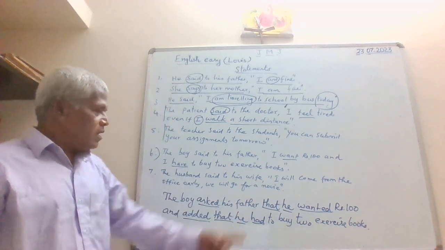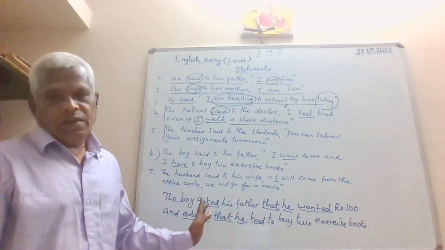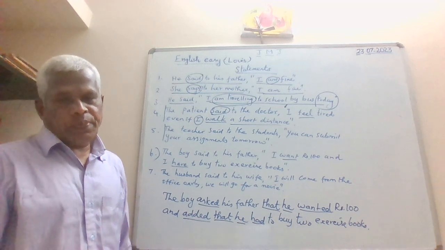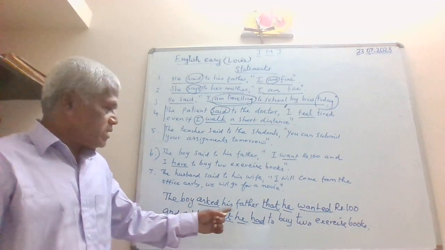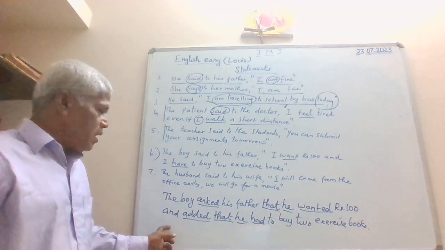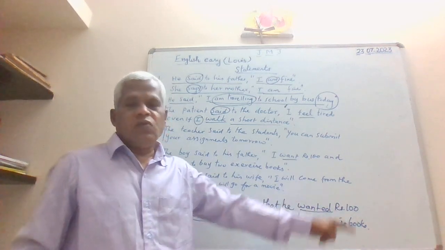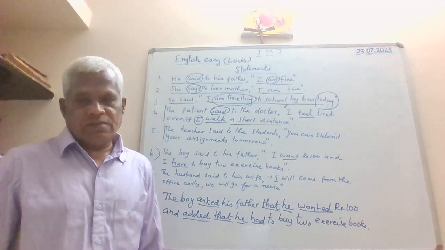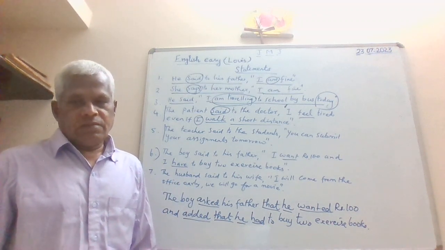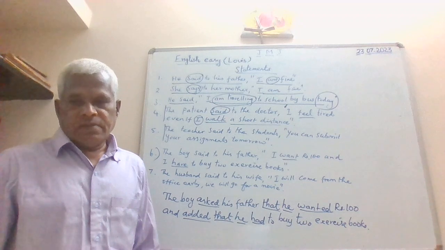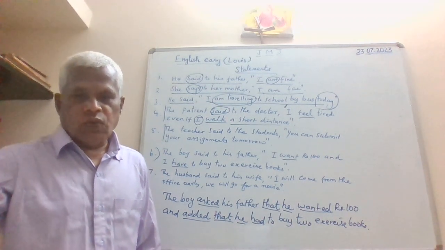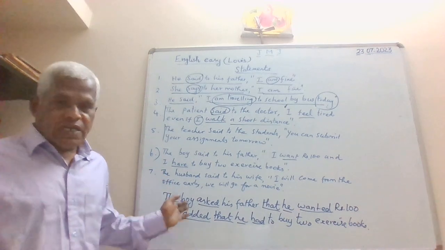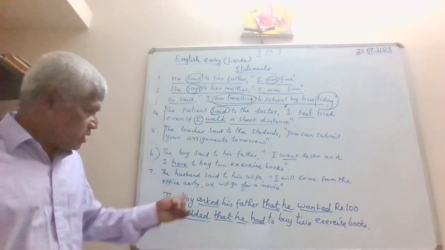Look at the sentence again. The boy asked his father that he wanted 100 rupees and added that he had to buy 2 exercise books. Okay, shall we move on to the next sentence? Good. So we are going to the last sentence as far as this session is concerned.